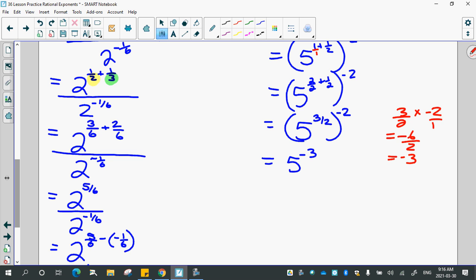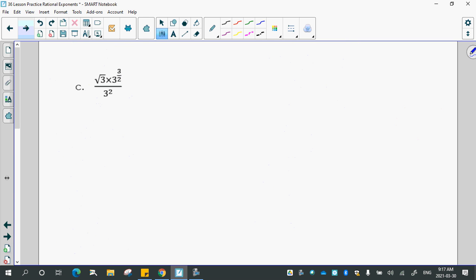And then 5 to the negative 3, something we went over yesterday, we reviewed, that'd be 1 over 5 to the positive 3, which is 1 over 125. Okay, I'm going to give you guys time to try this one. I'm seeing as I walk around 2 different final answers. One is 3 and 1 is 1. So let's see which one wins out.